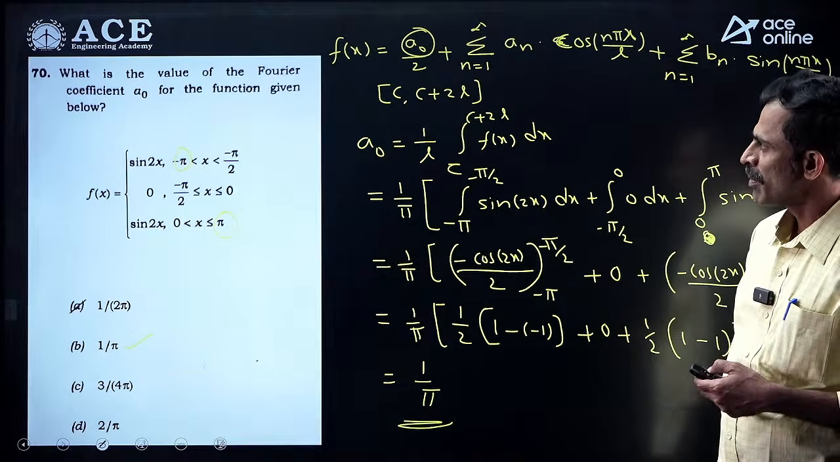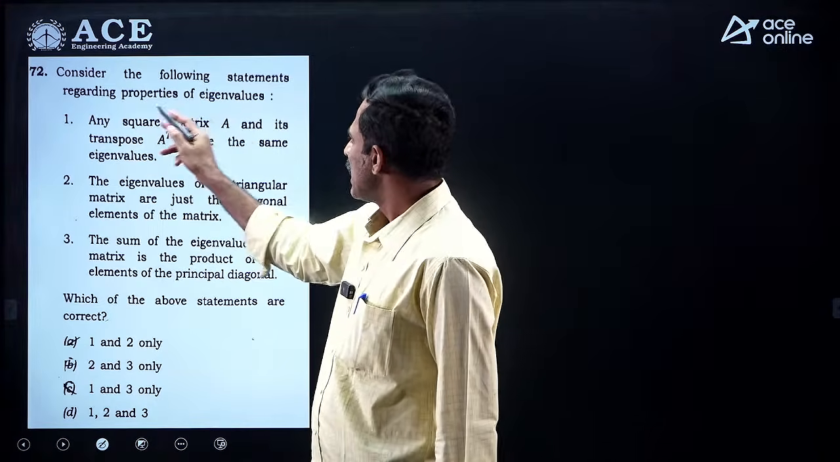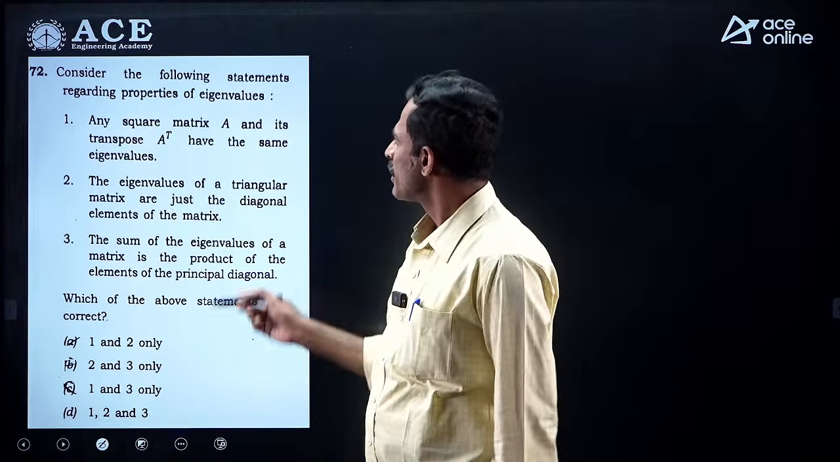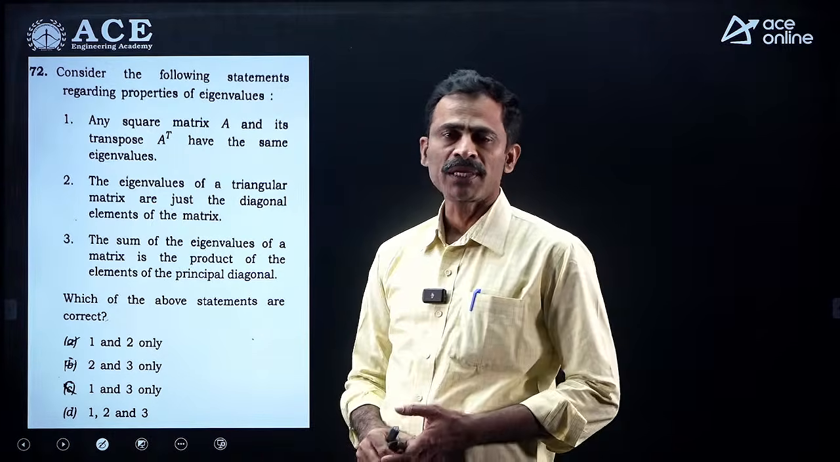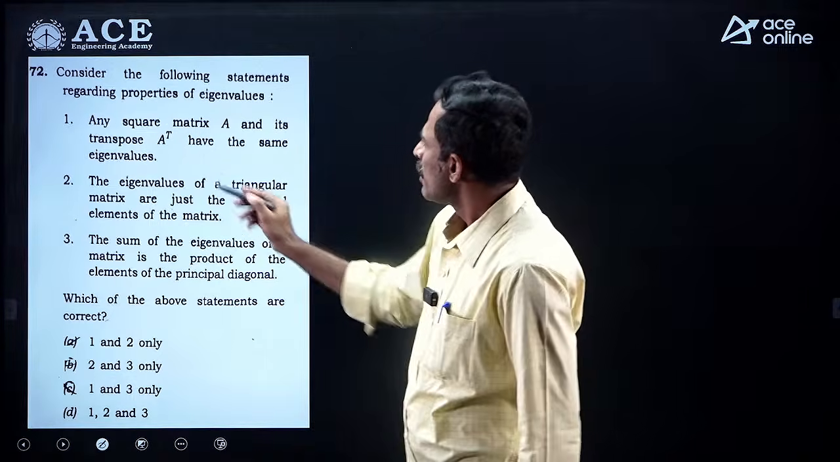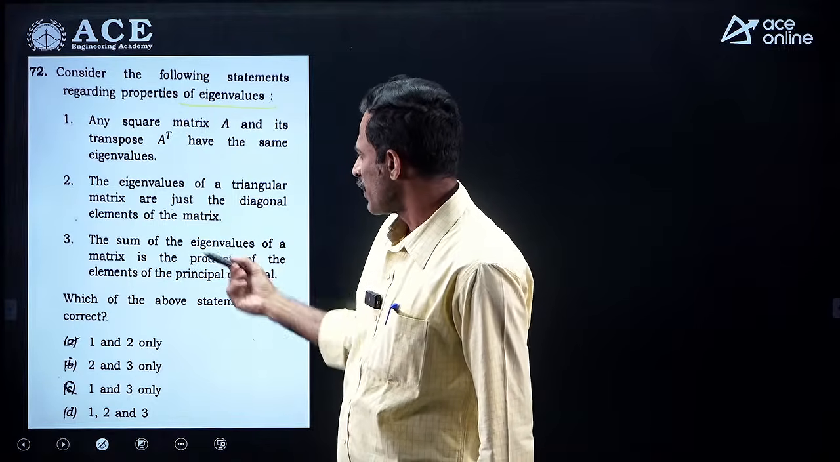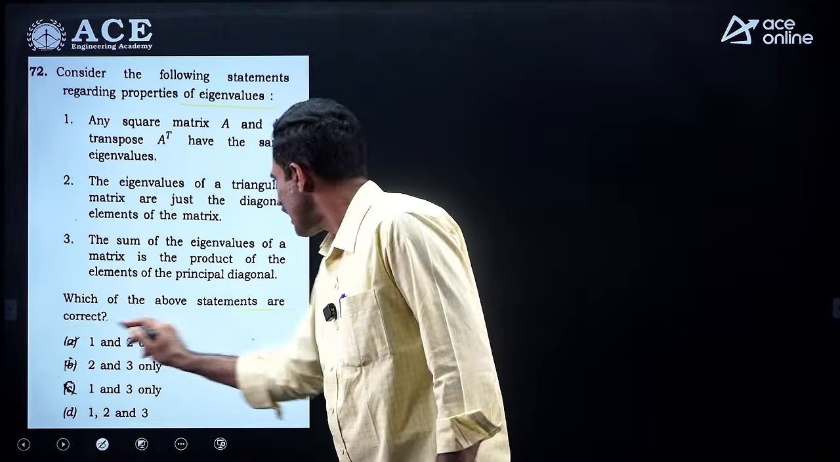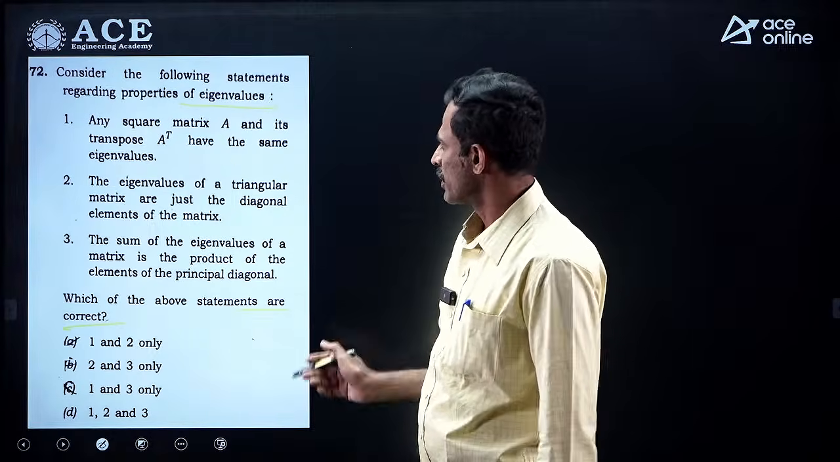Now let us go to the next problem, problem 72. It is a question from the linear algebra topic. Consider the following statements regarding properties of eigenvalues. Because of the properties of eigenvalues and eigenvectors, we can directly choose the answer. Three properties are given, and we have to choose the correct statement. Now check whether each is correct or not.